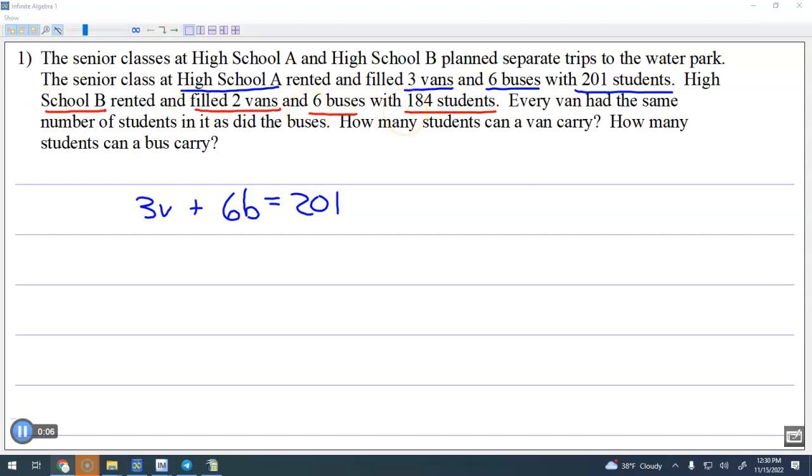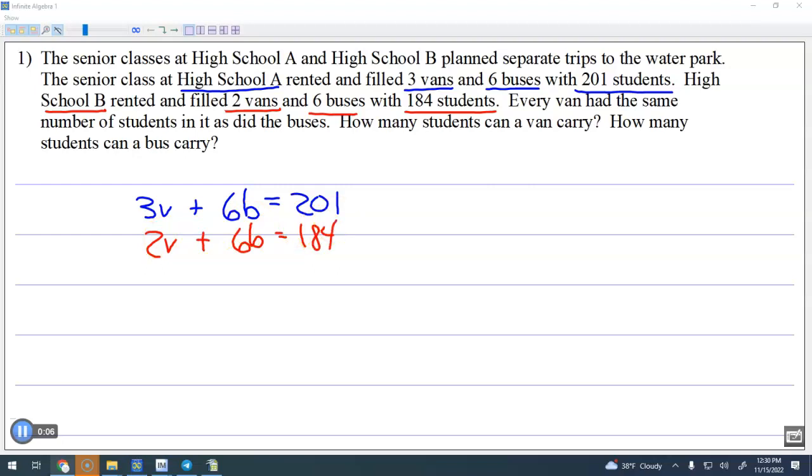So school B, don't shout it out, but see if you can write the equation in your head or on your paper or whatever. This school A and school B doesn't matter. So what would this be? 2V plus 6B equals 184? You see where I'm getting those 2 equations from?